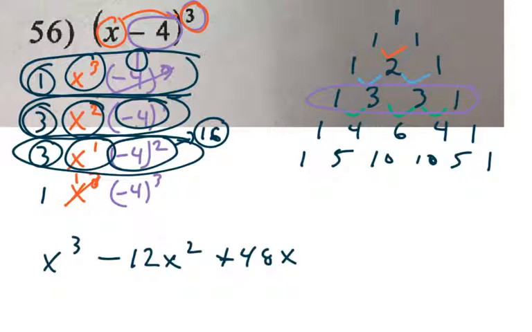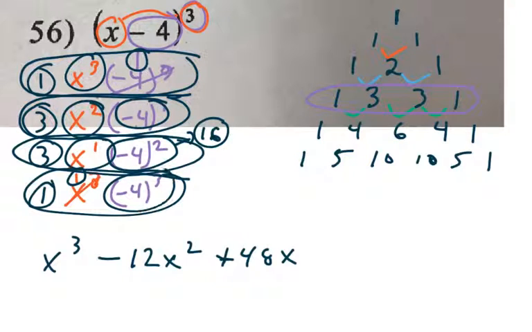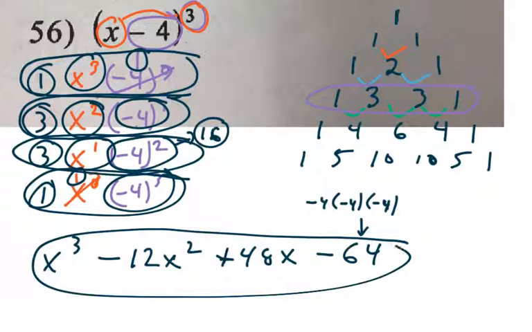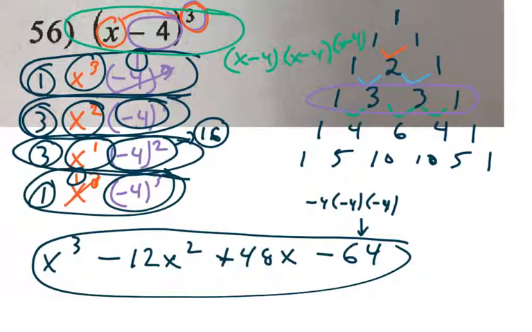And then finally, in my fourth and last term, I have 1 times (-4)^3, which is going to be a -64. -4 times -4 times -4, in other words, is -64. This is the result, guys, if I actually took (x - 4)^3 and multiplied it out 3 times, like so. So keep in mind that what we're doing is a quicker shortcut once you learn how the pattern works. It's all based on patterns.